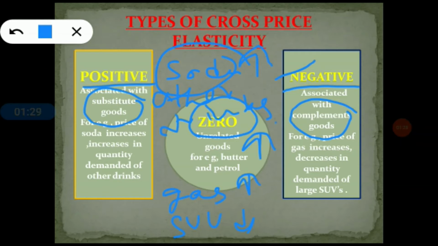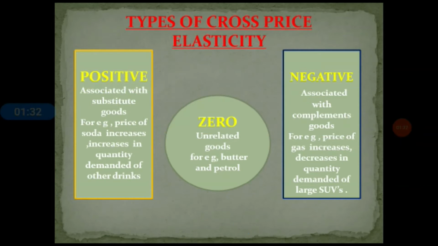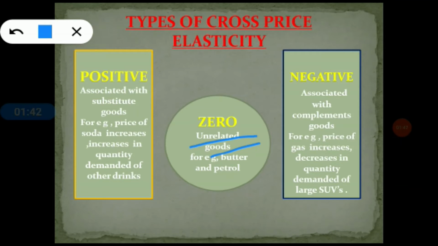So now we are going to the third type, that is zero cross price elasticity. Zero cross price elasticity basically indicates unrelated goods. Okay, for example, butter and petrol, both goods are unrelated to each other, and this is known as zero cross price elasticity. These unrelated products indicate zero cross price elasticity. Now we are going to the next slide.